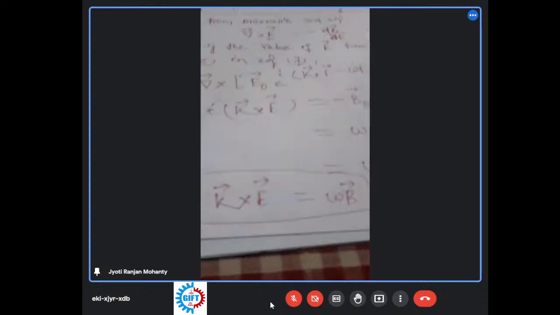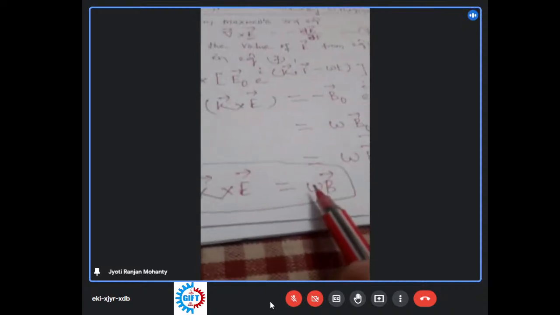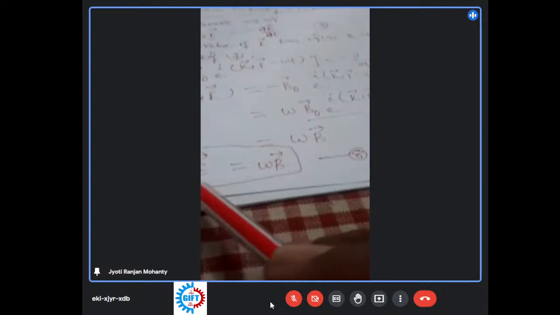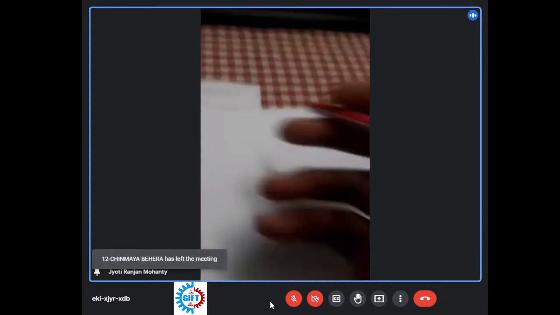Look here. Suppose you have A vector cross B vector is equal to C vector. What will be our conclusion? C vector is perpendicular to the plane containing A and B. So here omega is a constant angular frequency. We have K vector cross E vector is equal to B vector. So I can say the vector B is perpendicular to the plane containing K and E.